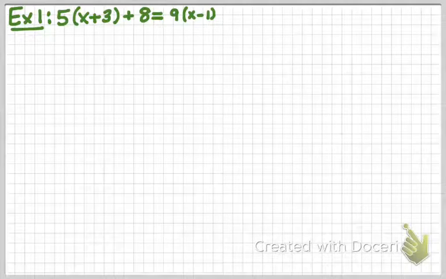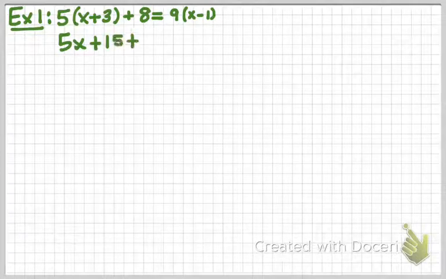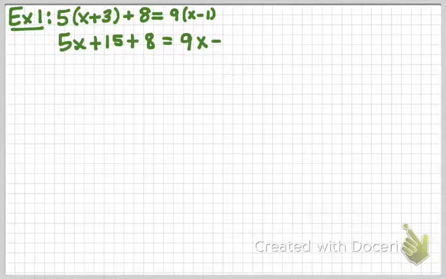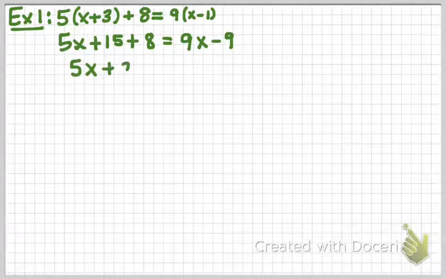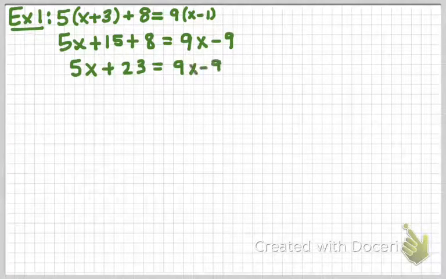This equation is clearly linear because I see x's but no exponents. So we will begin by simplifying each side, and the first step to simplify the left would be to distribute the 5, which gives us 5x plus 15 plus 8, and distributing on the right gives us 9x minus 9. And then the one more step we need to take on the left is to combine the like terms, which would be 15 and 8, which gives us 23. And then on the right, nothing else to do but copy it.